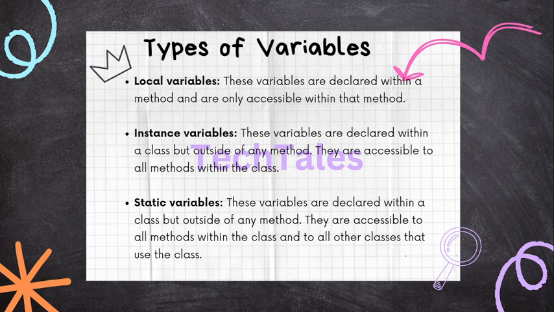Static variables are accessible to all the methods within the class and to all other classes that use the class. Static variables are associated with a class. So once you load your class, static variables get initialized, and once you unload the class, your static variables get destroyed. You cannot share an instance variable between two objects, but static variables get shared between objects.